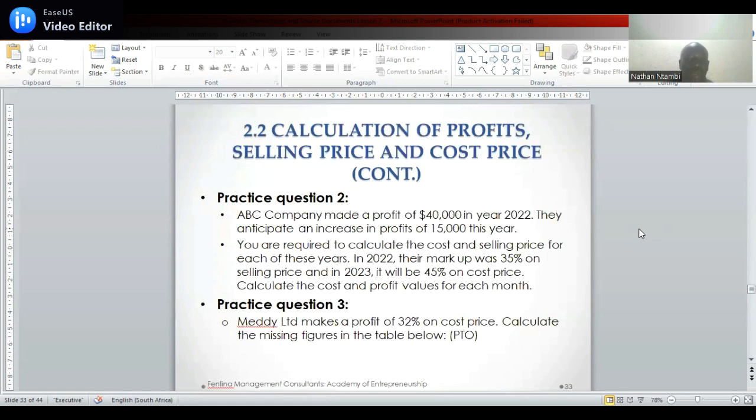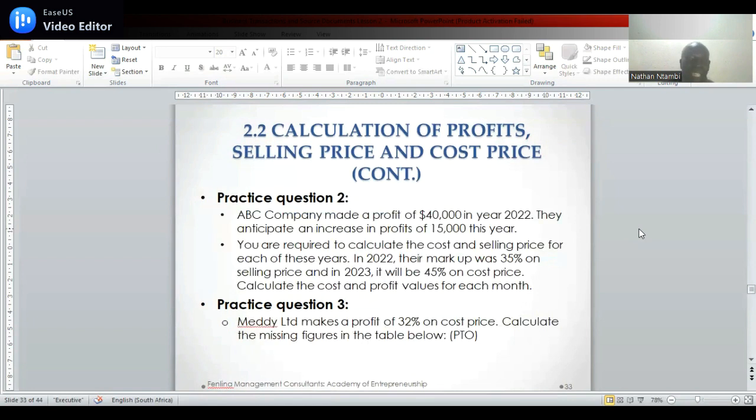Practice question number 2. ABC company made a profit of 40,000 in year 2022. They anticipate an increase in profits of 15,000 this year. You are required to calculate the cost and selling price for each of these years. In 2022, their markup was 35% on selling price, and in 2023, it will be 45% on cost price. Calculate the cost and profit values for each month.